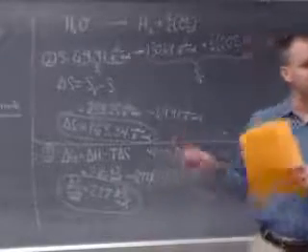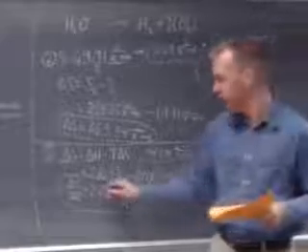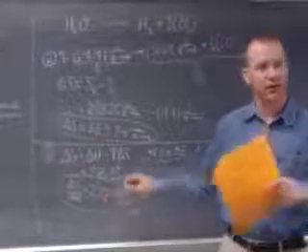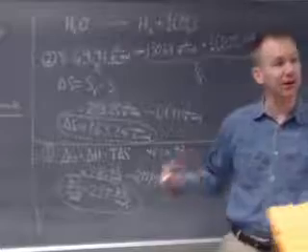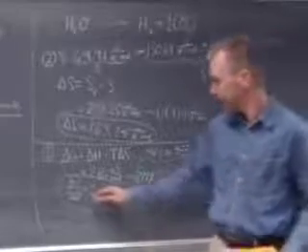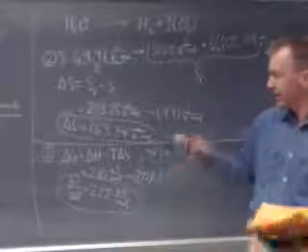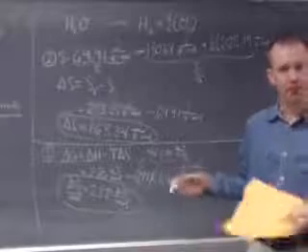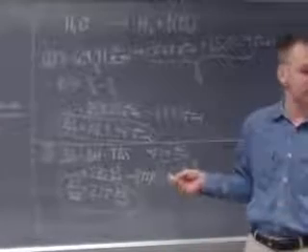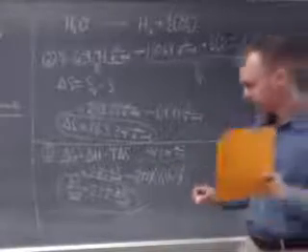So delta G is final minus initial, so the system gets more energy in the end than it had in the beginning. That's what you have to put in. So the system will have to have 237 kilojoules more at the end of this reaction, and it's got to come from somewhere, so that's what you put in.